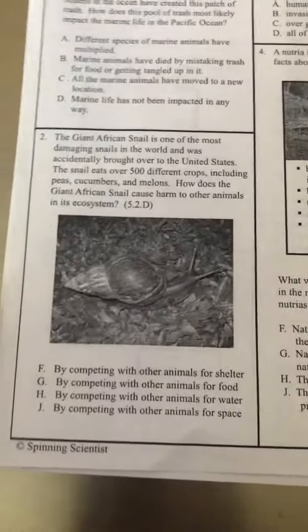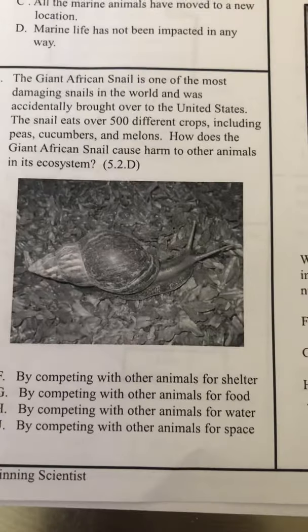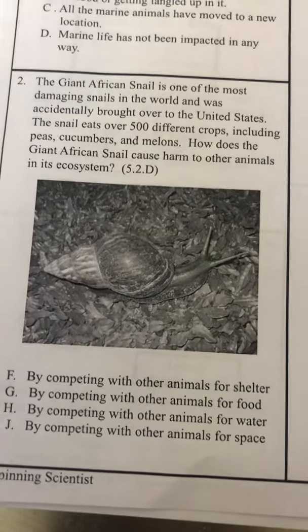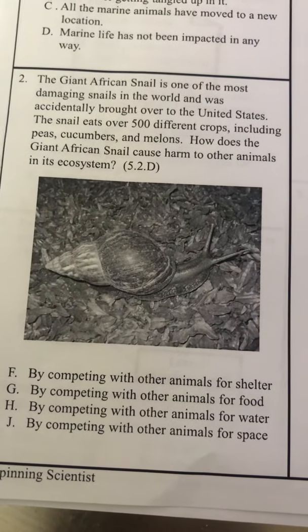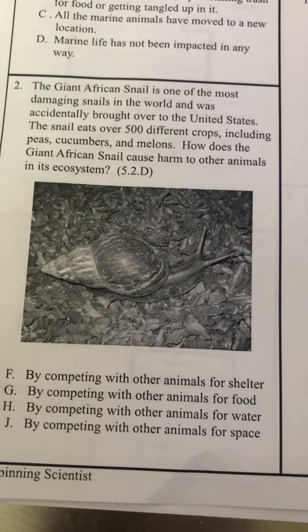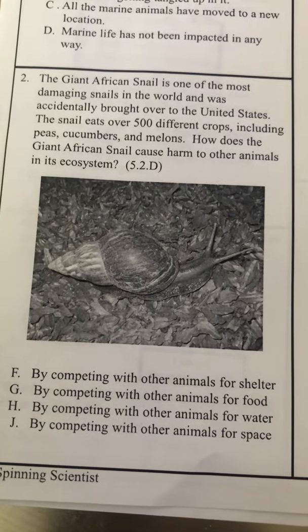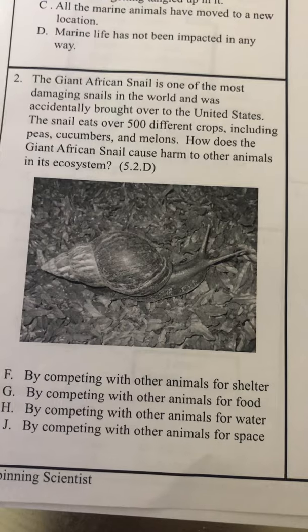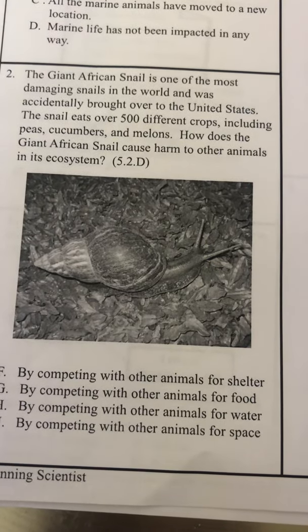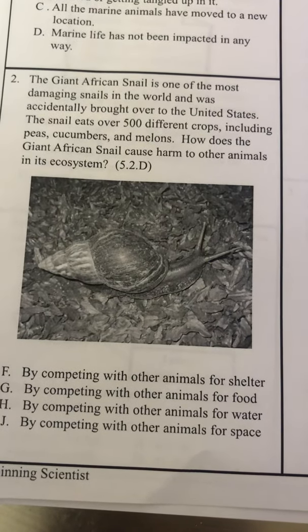Number 2. The giant African snail is one of the most damaging snails in the world and was accidentally brought over to the United States. The snail eats over 500 different crops, including peas, cucumbers, and melons. How does the giant African snail cause harm to other animals in its ecosystem?